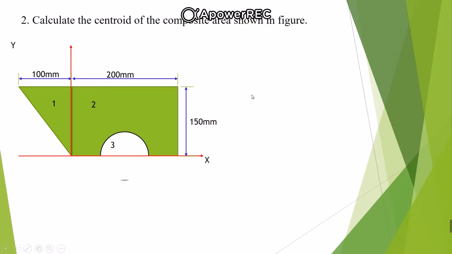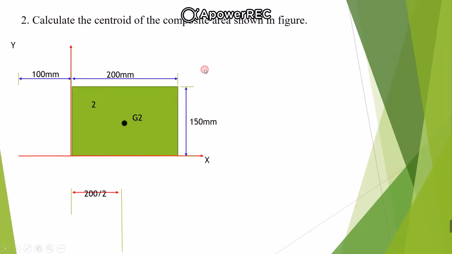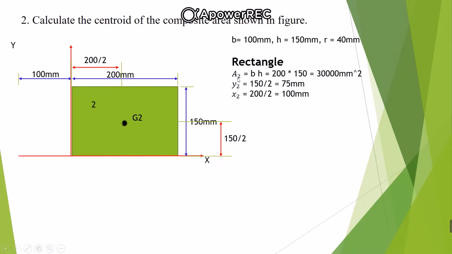Now the next one is the rectangular section. So we have to remove the triangular section as well as the semicircular section. You know how to locate the centroid of this rectangular section. It will be exactly at the center of the rectangular section, G2. So what about x2 and y2? x2 will be half of this 200, that is 100 mm from the y-axis, and it will be at a distance of 150 by 2 from the x-axis. So this is very simple. For the rectangle, A2 is equal to B into H, that is 200 into 150, that is 30,000 mm square. Y2 is equal to 150 by 2, that is 75 mm, and x2 is equal to 200 by 2, which is equal to 100 mm.